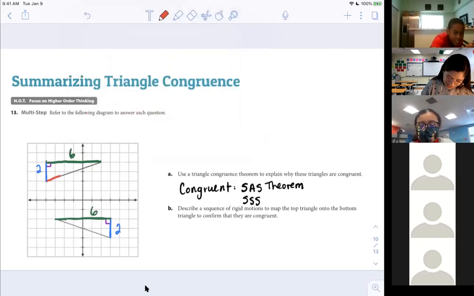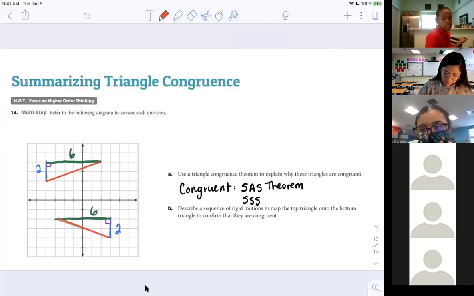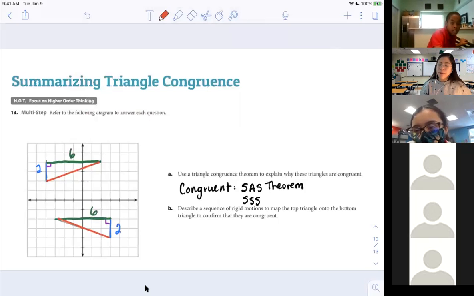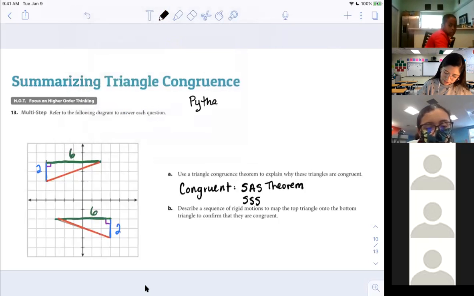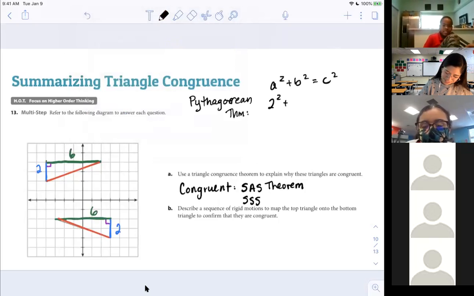Right. So I would need to find the length of my third side, and I can do that using what? Pythagorean theorem. So let's do that real quick. Pythagorean theorem: 6 squared plus 2 squared equals c squared. 6 squared equals 36, 2 squared equals 4. 36 plus 4 equals 40, equals c squared.